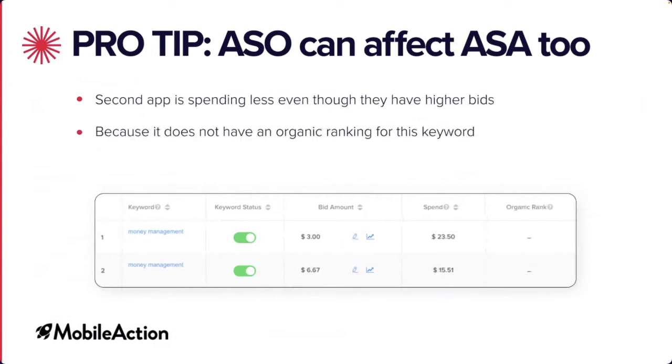Like we can see these numbers. And yeah, for example, these guys, they're spending about 50% more. They're willing to spend 50% more for this particular keyword. They do not have an organic ranking, and they were really struggling to get any impressions from a very simple money management, super generic term, right? Nice. So this is why the organic side and why the ASO side is super important for Apple Search Ads.